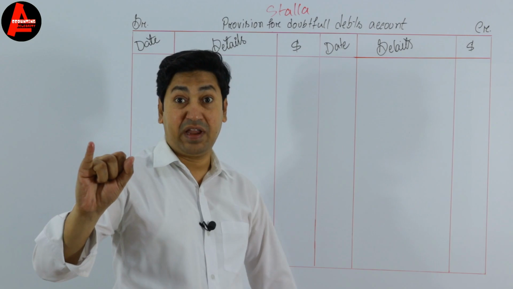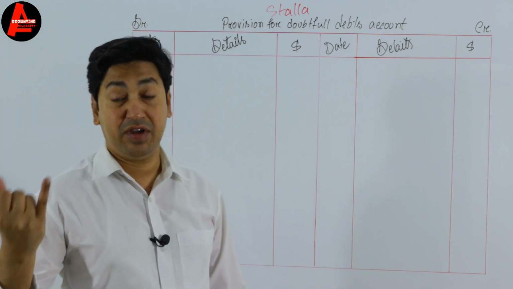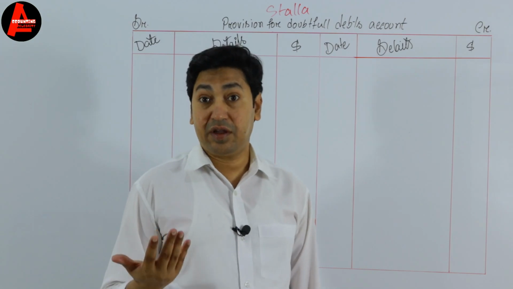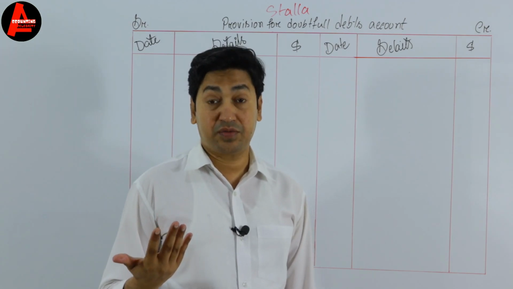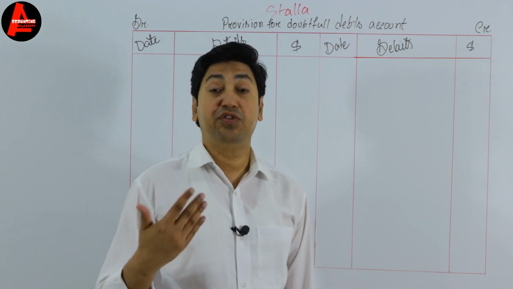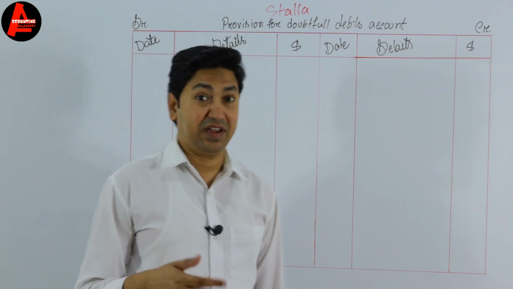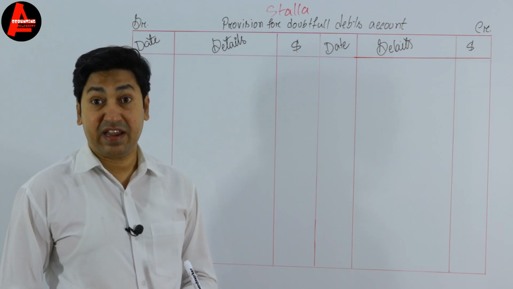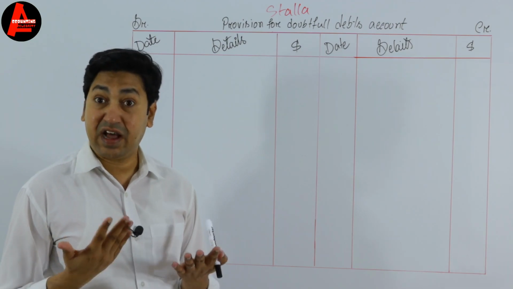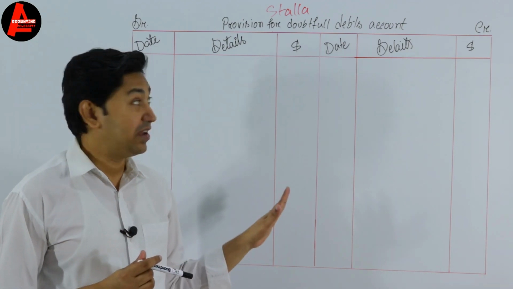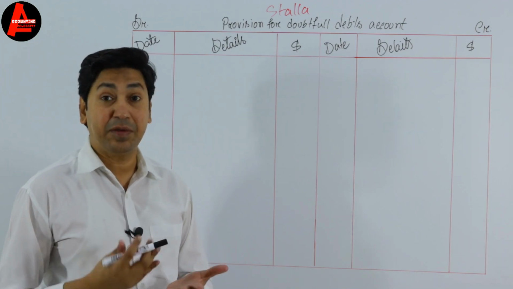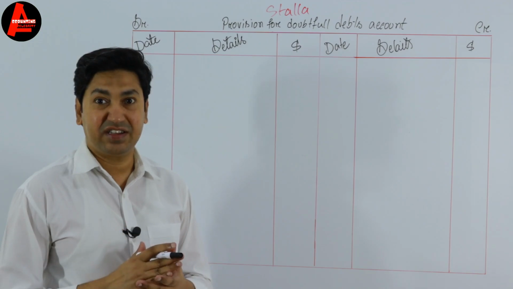Number 1, the opening balance, that means balance BD. If you have, you have to write. If you don't have, don't write. Number 2, the current year provision for doubtful debts, which will appear as income statement in this account. And then you have to write balance carried down, the closing balance. These are the only things you have to write in this account. But still you make mistakes because you don't know how to answer this question.